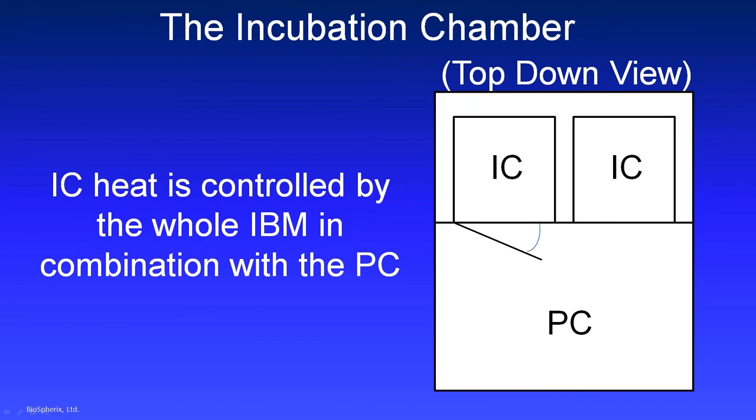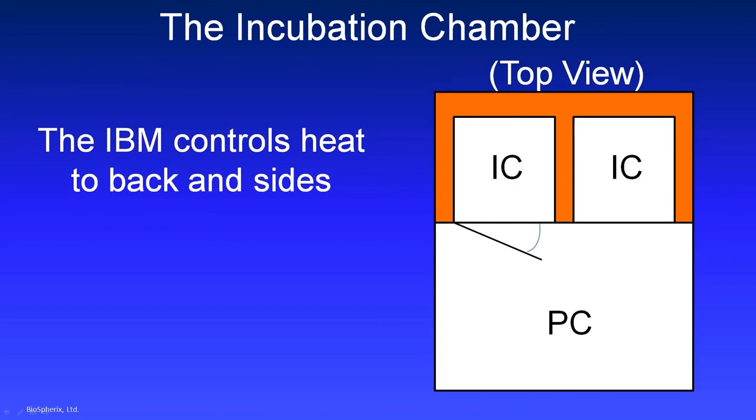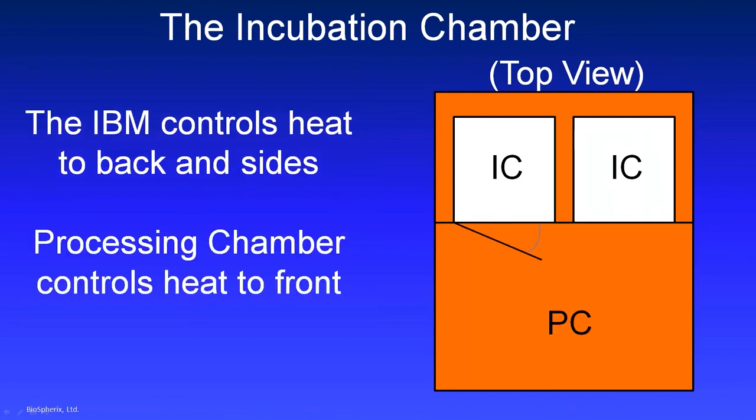This is a top-down view of a processing chamber with 2 incubator bank modules on the back. Now, incubator heat is controlled by the whole incubator bank module that's on the back and sides of the system. That's where the incubator bank module, IBM, is controlling heat. And the processing chamber controls the heat from the front of the incubators.